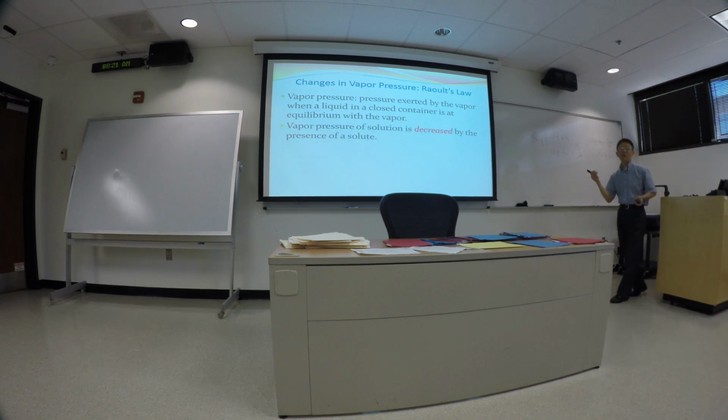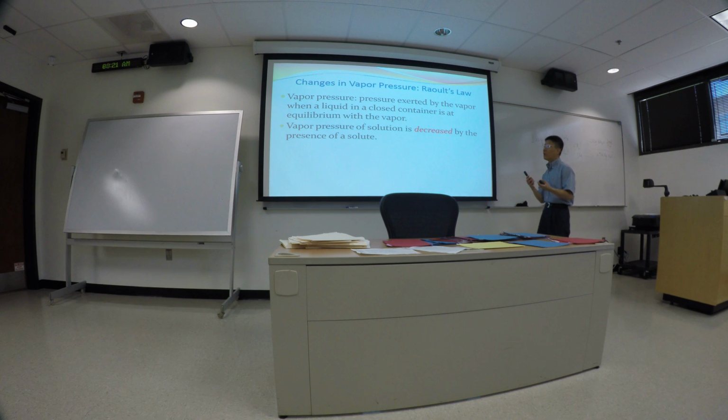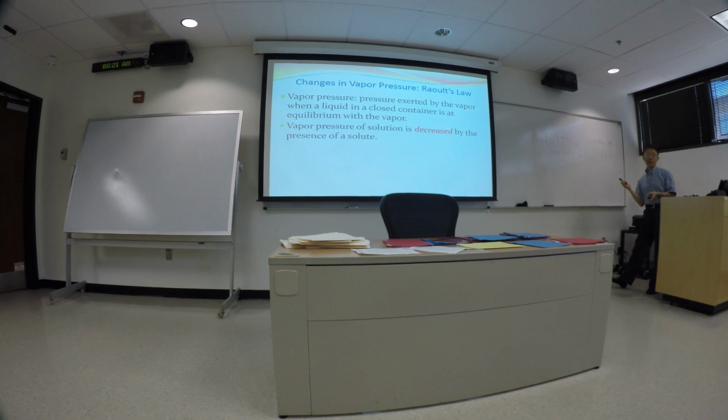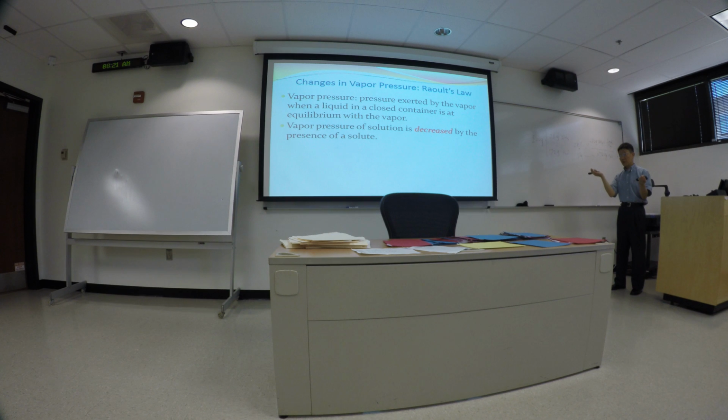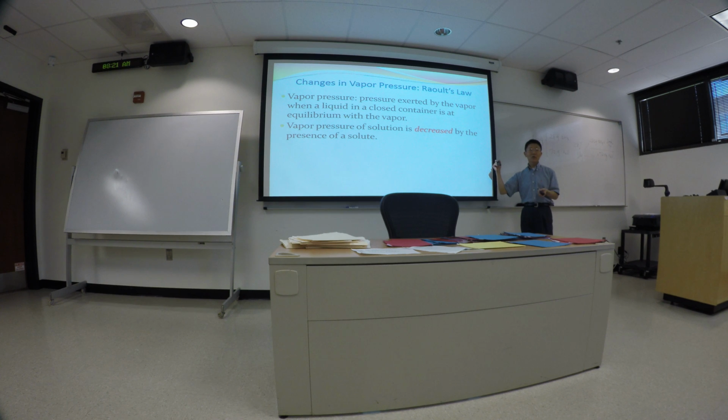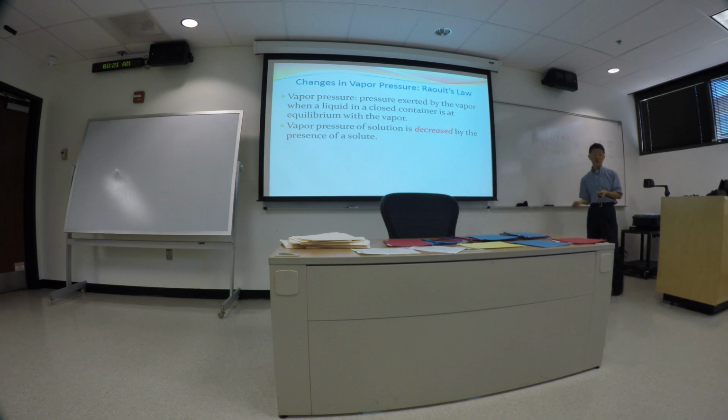So if you have something dissolved in a pure solvent making a solution, the vapor pressure of the solution is lower than the vapor pressure of the pure solvent. So if you have a cup of water versus water with some sugar or salt dissolved in there, the vapor pressure of the solution with the sugar or salt dissolved in there is lower than that of the pure water. Okay, so vapor pressure is lower when something is dissolved in the solution.